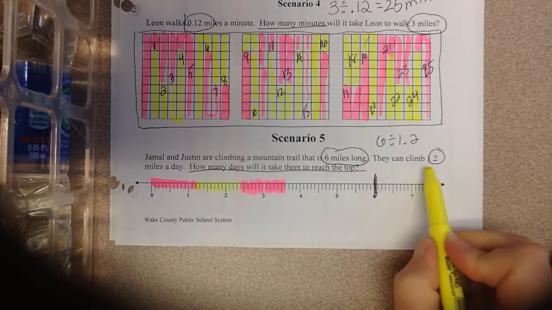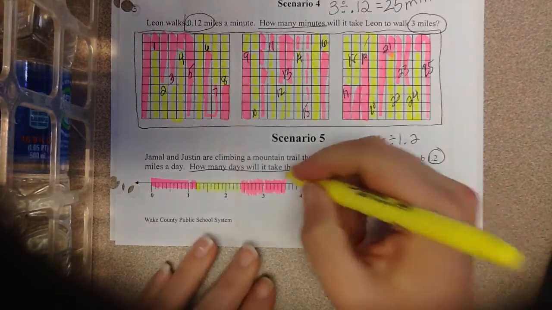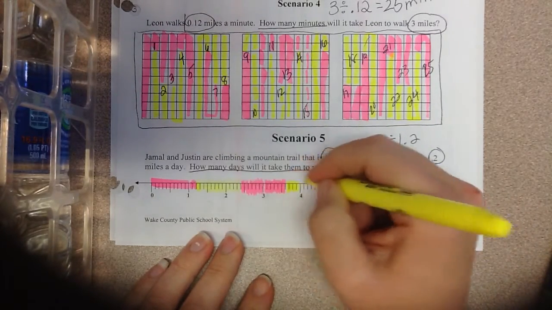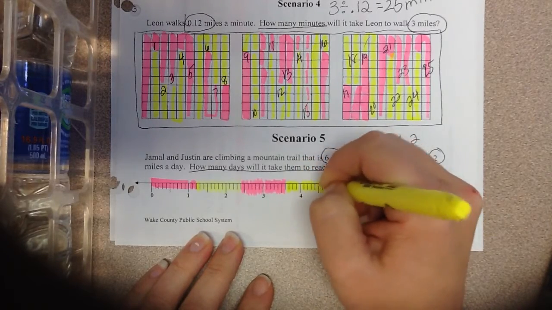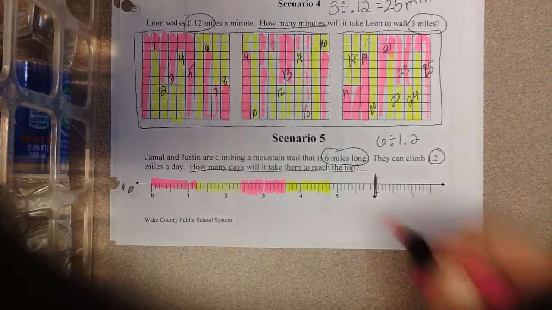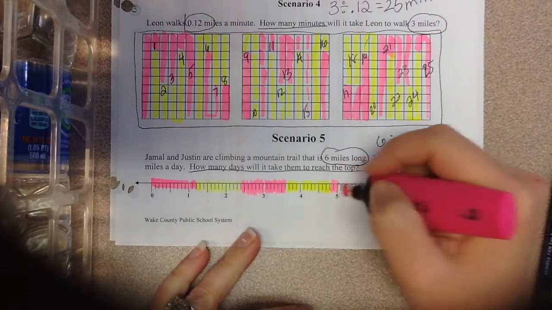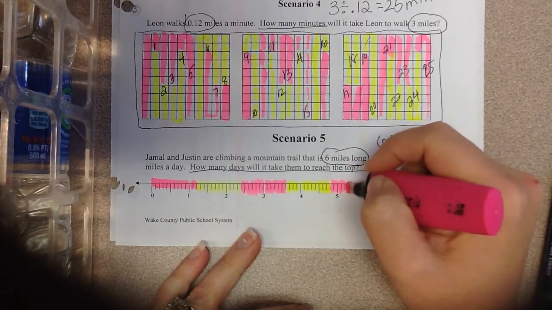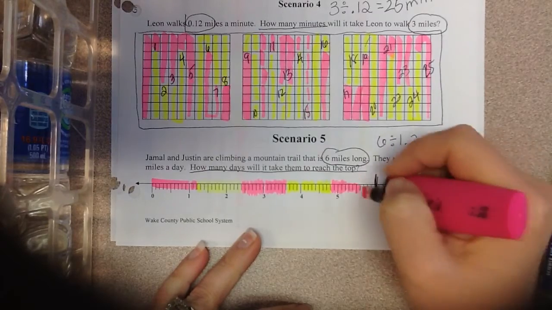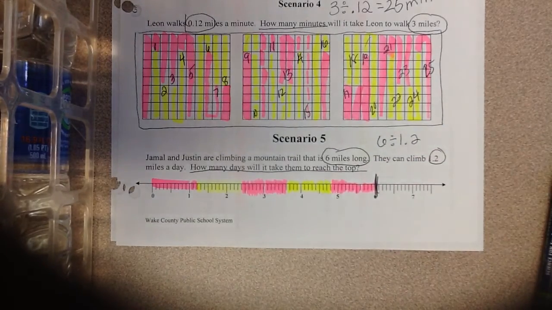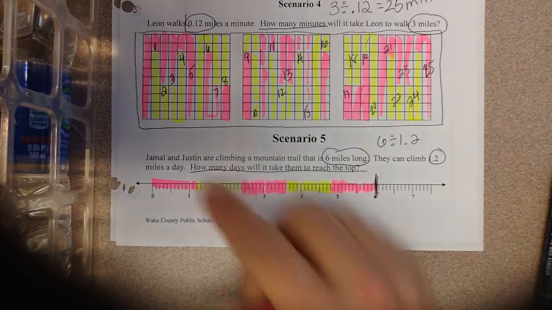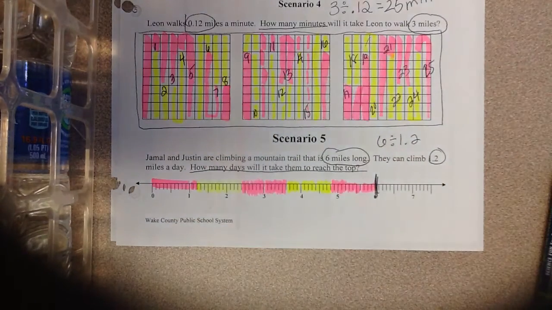Remember, I got 12 from 1 and 2 tenths is equal to 12 tenths. 2, 3, 4, 5, 6, 7, 8, 9, 10, 11, 12. I hope it works out. 1, 2, 3, 4, 5, 6, 7, 8, 9, 10, 11, 12. Awesome. It did.